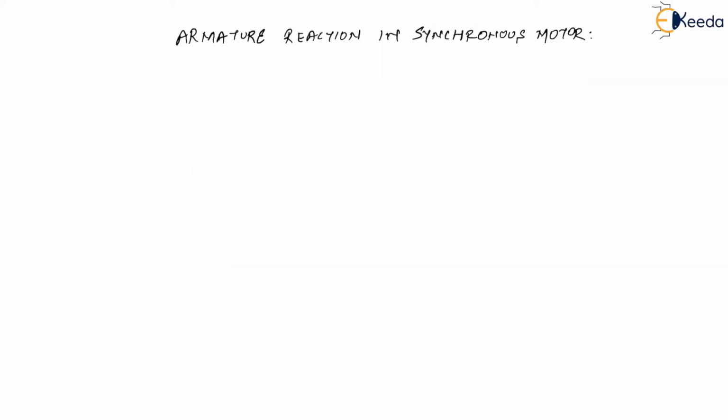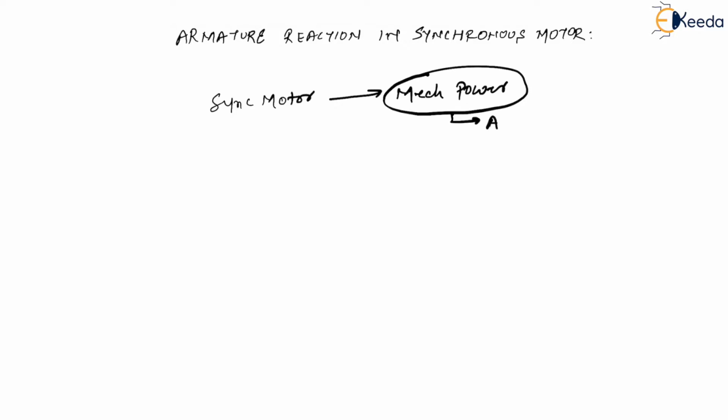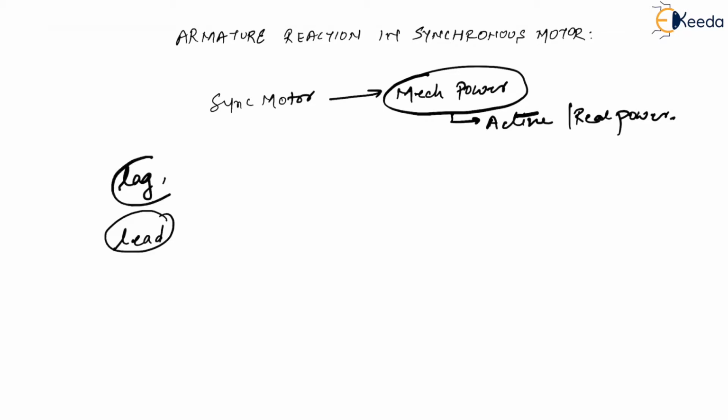Now we need to understand one thing here. The moment we talk about synchronous motor, which means definitely the output is going to be mechanical energy, correct? Mechanical power. And we have known that this mechanical power is always going to be active power, or we can say real power. Now we need to understand how we can have lagging conditions as well as leading conditions. We will try to see that.